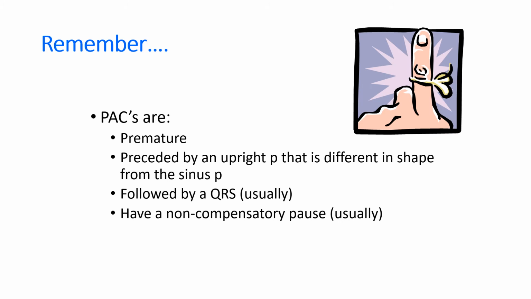So remember, PACs are premature. They come early. If you're doing your R to Rs, they come early and then usually they come back with a pause. After the pause, they usually come back on time. They are preceded by an upright P that is usually different in shape from the sinus P, and it's always followed by a QRS unless it's non-conducted. It may have a non-compensatory pause, meaning that when it comes back on time, it's not exactly on time.